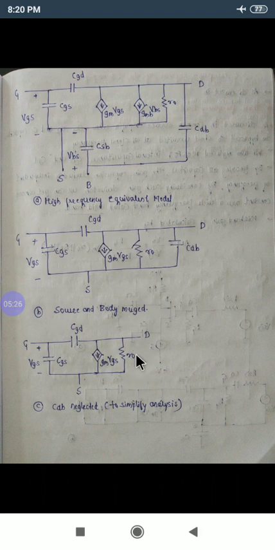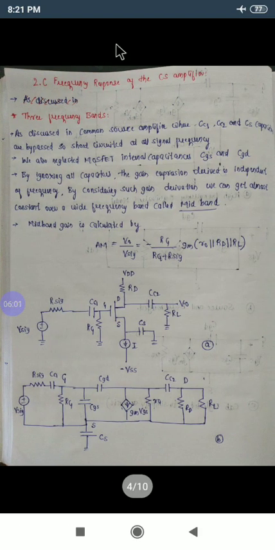Next, to simplify the analysis of the circuit, CDB is neglected, meaning the capacitance connected between the drain and the base is neglected, where R0 is the internal output resistance of the MOSFET. gm times VGS is an internal output current. gm times VBS is also an internal output current. So these three circuit diagrams belong to the high frequency model. Next we'll go for the frequency response of a CS amplifier.